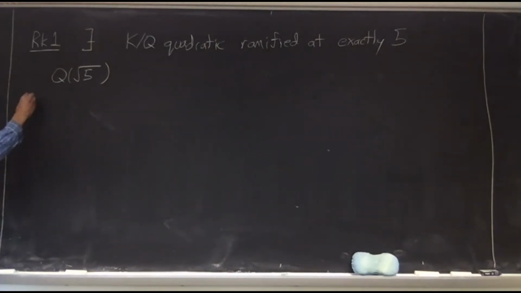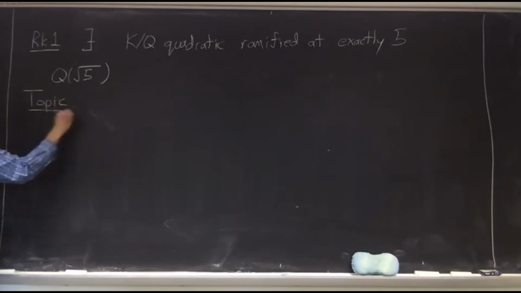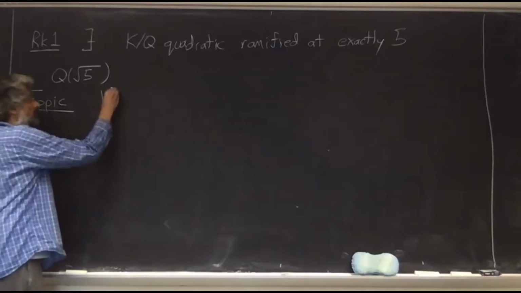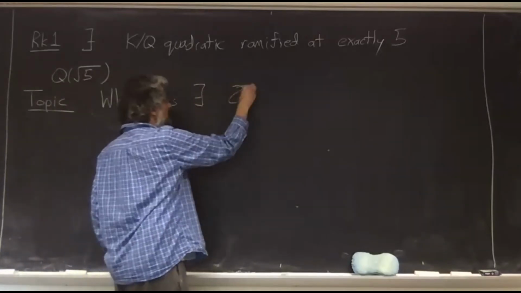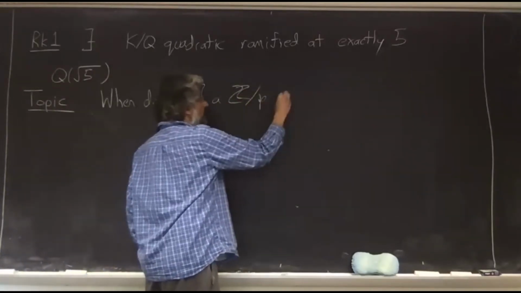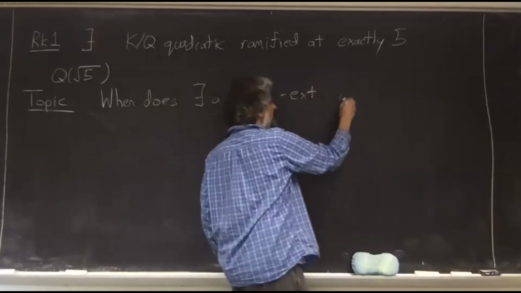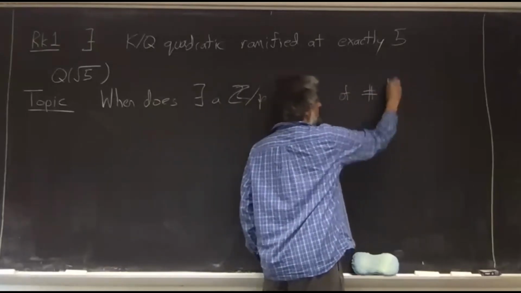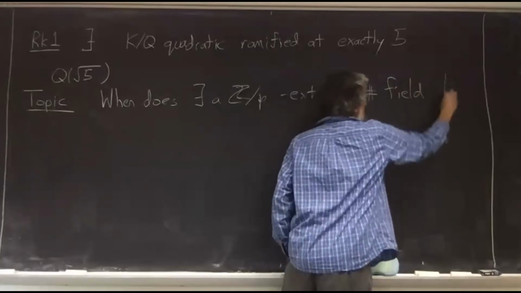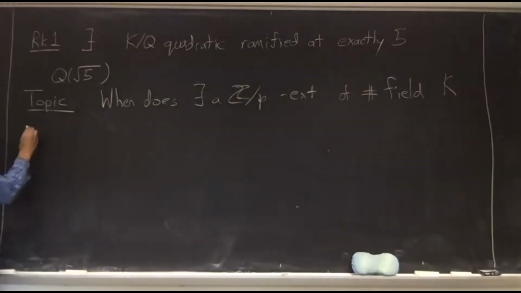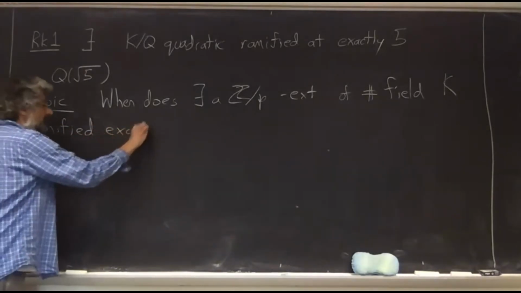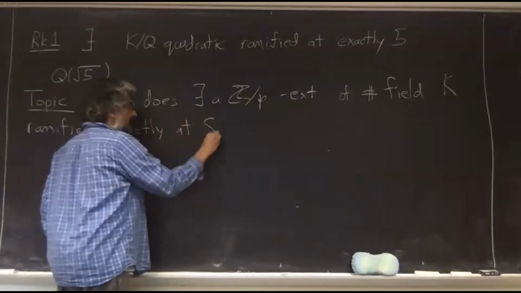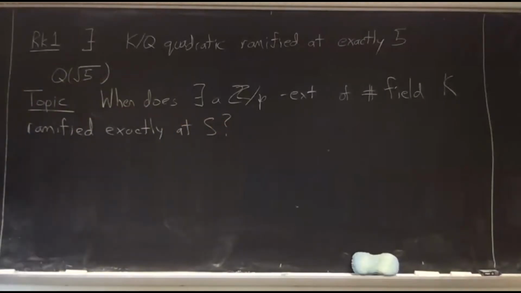So this is one thing. And what this talk is going to be about is: when does there exist a Z mod P extension of a number field K ramified exactly at some set S?